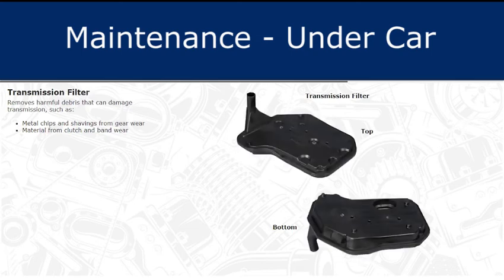The transmission filter removes debris that can result in damage to the transmission. This includes harmful impurities such as metal chips and shavings resulting from gear wear. Additionally, the filter removes material that results from clutch and band wear.